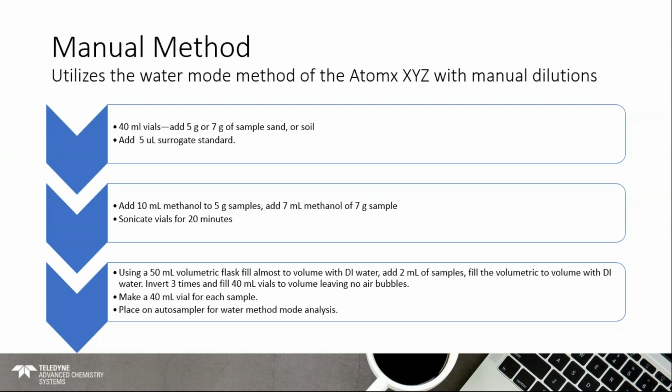Using a 50 milliliter volumetric flask, fill almost to the bottom with DI water, then add 2 milliliters of extract to the volumetric flask for 5 gram, 10 milliliter samples, or 1 milliliter extract for 7 gram, 7 milliliter samples, before you fill the volumetric flask to volume with DI water. Then invert 3 times and fill a 40 milliliter vial to volume, leaving no air bubbles. Make a 40 milliliter vial for each extract sample and place on an autosampler for water mode analysis.